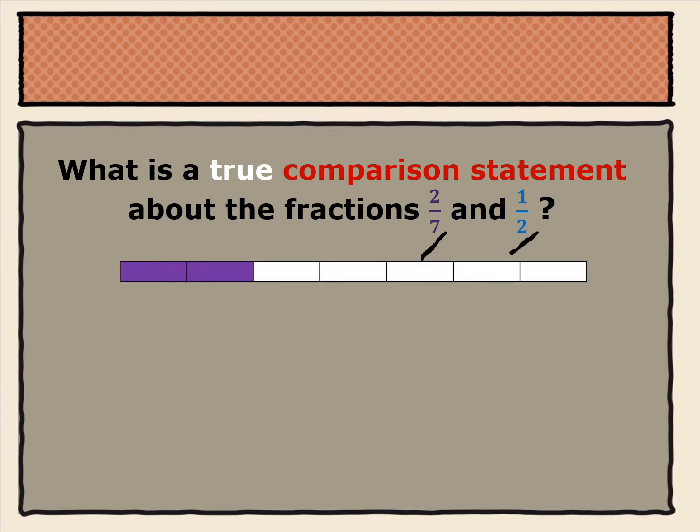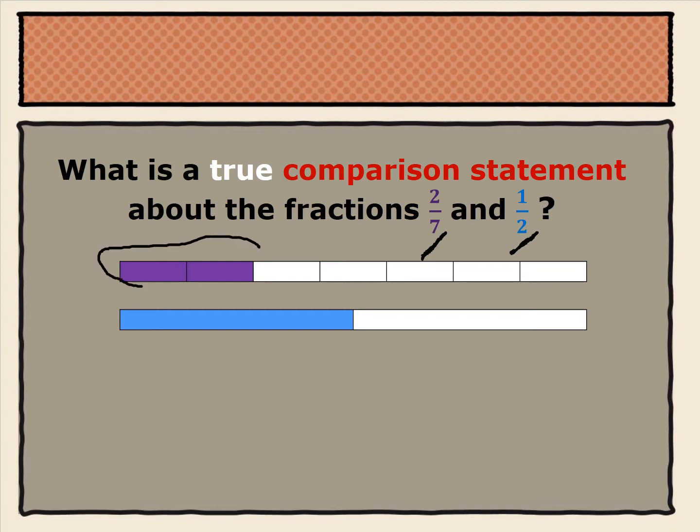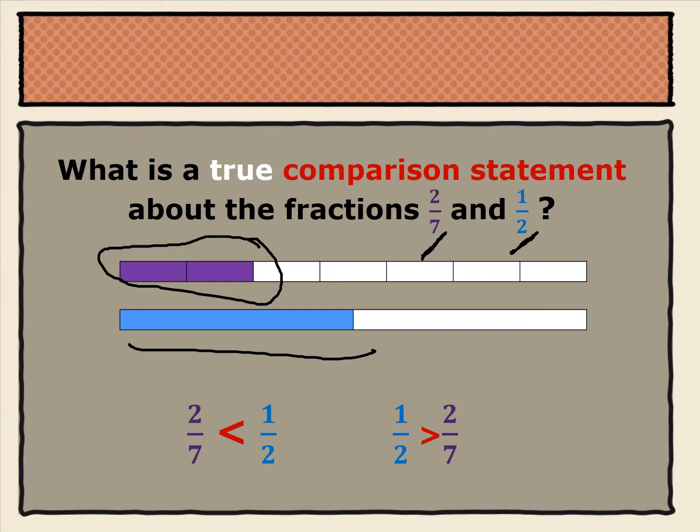Take a look at the models. The first one shows 2/7, the second one shows 1/2. 2/7 is smaller than 1/2. That means 2/7 is less than 1/2, and 1/2 is greater than 2/7.